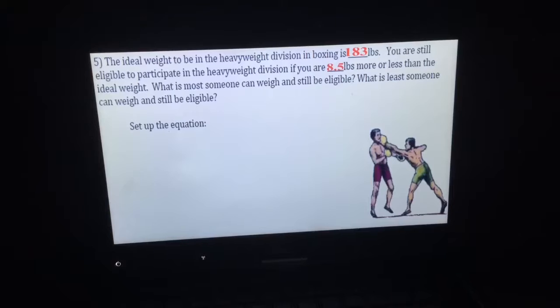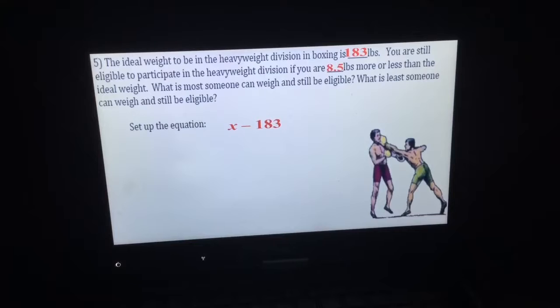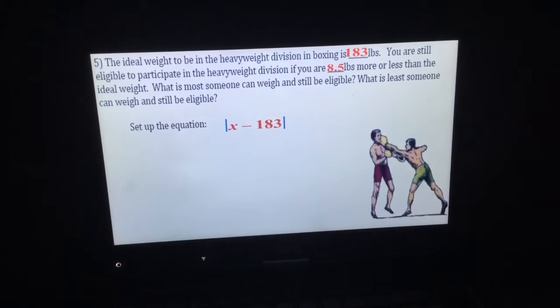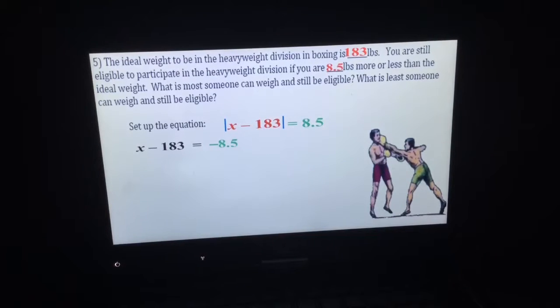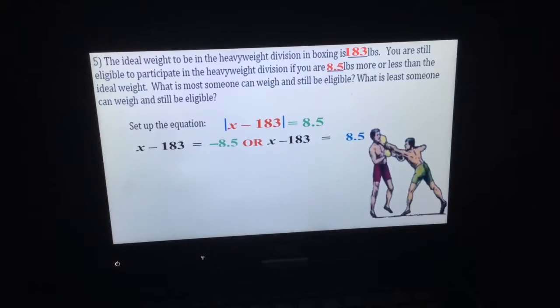So we're going to go ahead and again take the variable x and subtract the ideal weight, which in this case is the goal, 183. We're going to put absolute values around them, and then we're going to set this equal to the more or less factor, which is 8.5. Okay, the absolute value symbol is by itself, so we can split this up. Either x minus 183 equals negative 8.5, or it equals positive 8.5.